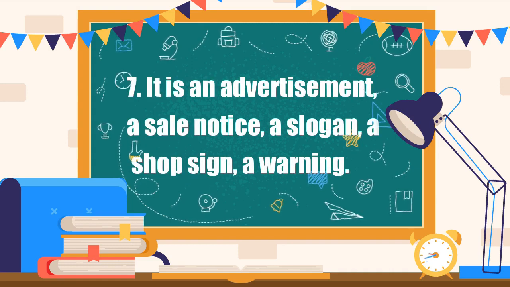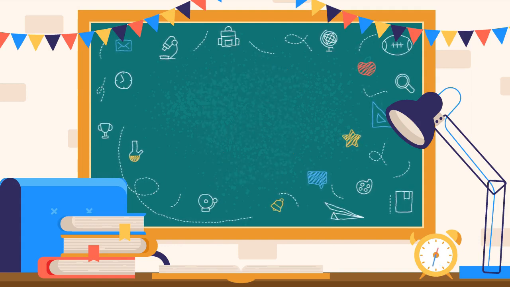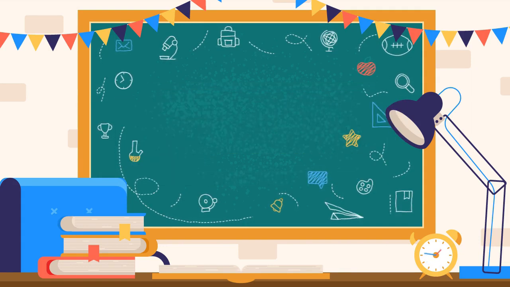Number 7. It is an advertisement, a sale notice, a slogan, a shop sign, a warning. What type of factual text is that? That's correct. It is a persuasion type of factual text.